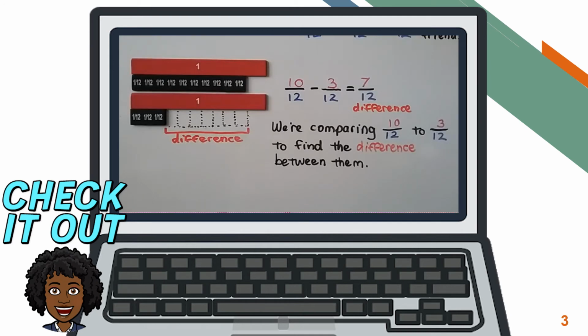We're comparing 10/12 to 3/12. Here's 1 whole. Here are 10/12. We're going to compare it to the 3/12 for the 3 slices that were left, and this area would be the difference where the bracket is. 10/12 minus 3/12 is equal to 7/12 difference.